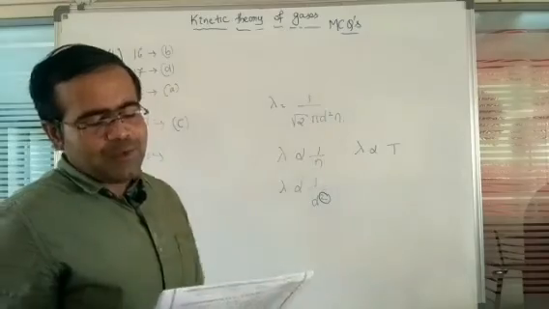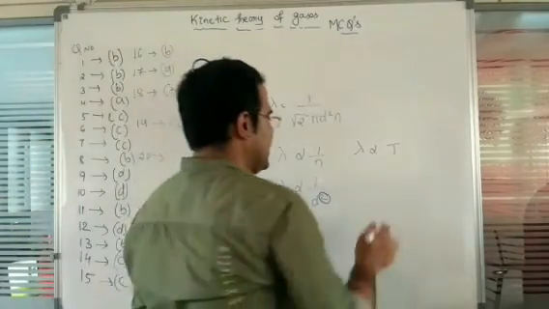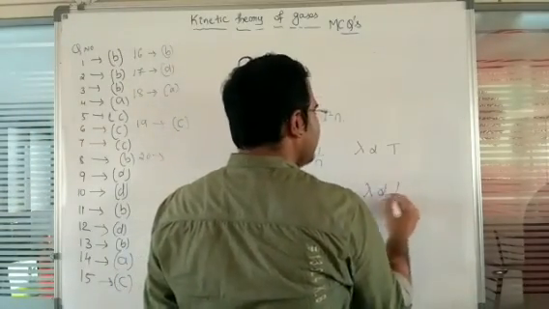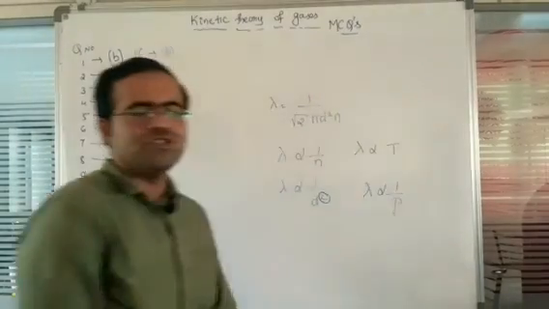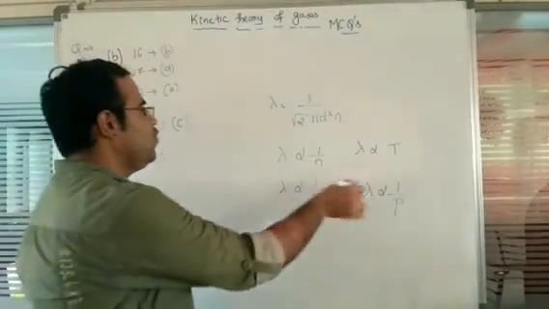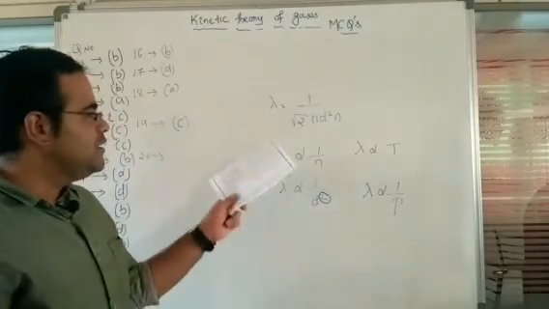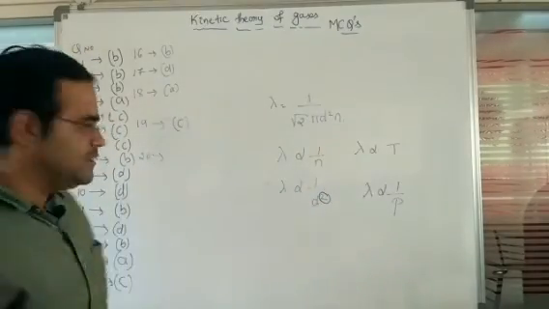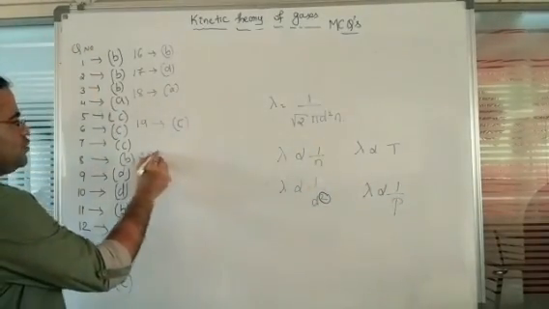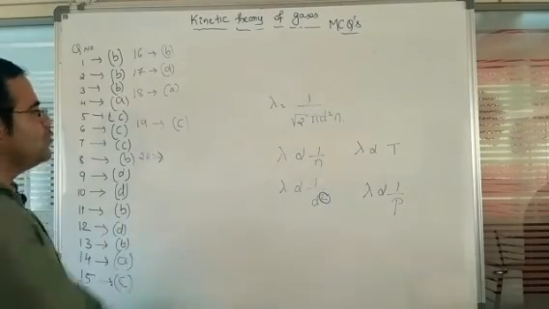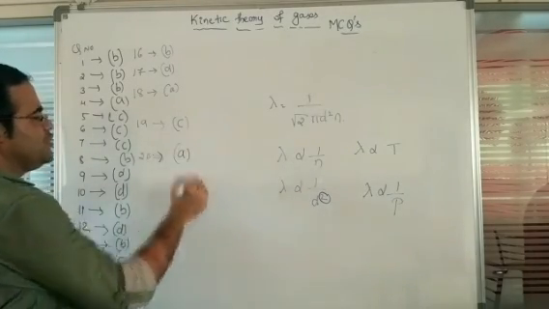Next, directly proportional to pressure. It is not directly proportional. Remember, mean free path is inversely proportional to pressure here. So these are the quantities on which the mean free path depends. According to question number 20, the option is A.